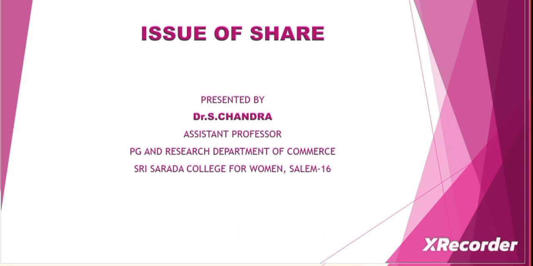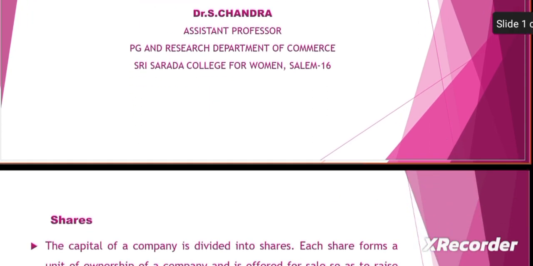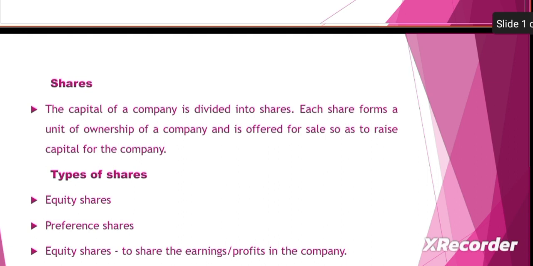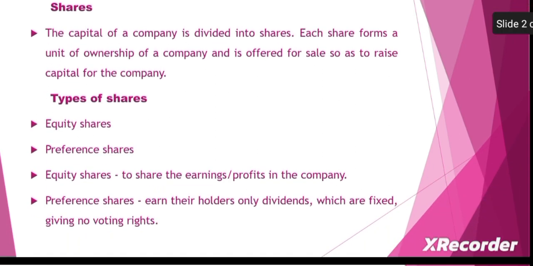Today we are going to discuss issue of shares. First we discuss what is share. The capital of a company is divided into shares. Each share forms a unit of ownership of a company and is offered for sale so as to raise capital for the company. What are the types of shares?